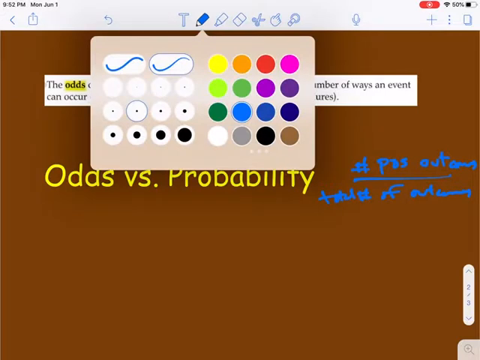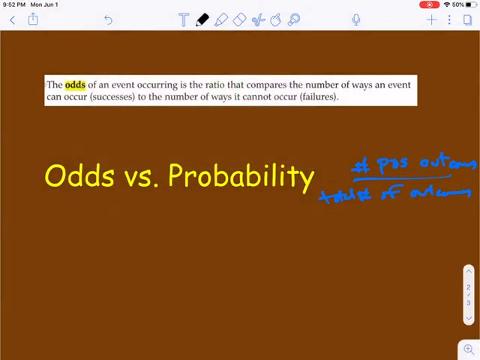Odds is a ratio of the possible outcomes, so we'll call them the positive outcomes, the ones that make that true, versus the ones that are non-positive. When I start going through this, you'll understand exactly what I'm talking about. So I'm going to give you an example right here.